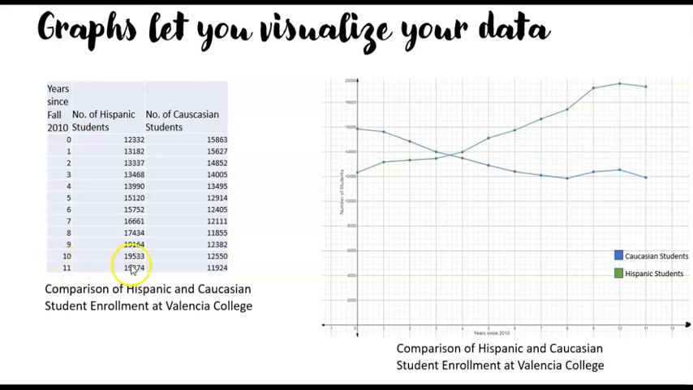Now let's look at the last row. We have 11 here. This means it's been 11 years since fall 2010. So this data in the last row was collected in fall 2021. Now let's look at the line graph on the right. You'll notice it has the same title as the table on the left. Remember, it's important to describe what you're seeing in the graph or the table and not just to write graph or table as its title.